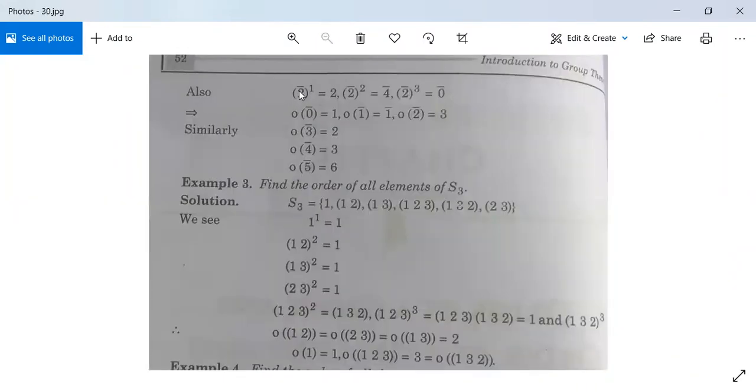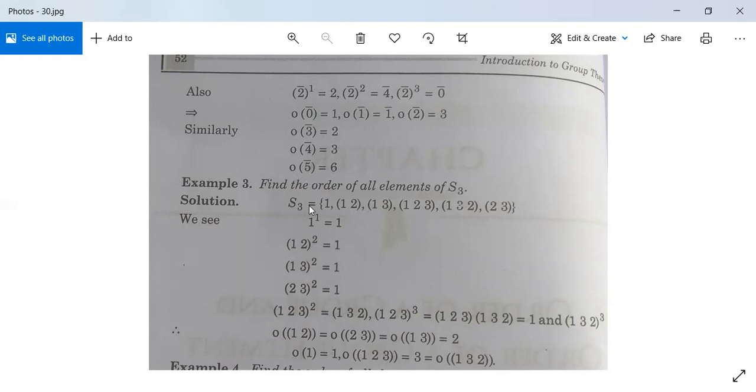Similarly 2 बार पावर 1 हो गया 2, 2 बार पावर 2 हो गया 4, 2 बार पावर 3, क्या हो जाएगा ये 0, क्योंकि यहाँ से आ जाएगा 6 और 6 से डिवाइड करेंगे तो बैलेंस हो गया 0, आइडेंटिटी हो गया, यानी ऑर्डर 2 हो गया 3. सिमिलरली वी कैन इवेल्युएट ऑर्डर 4 which is 3 and order 5 which is 6.